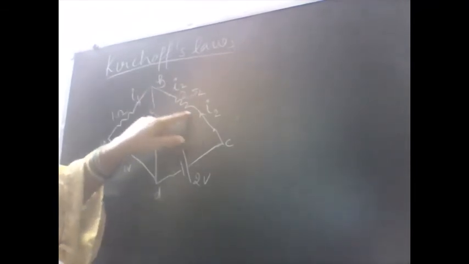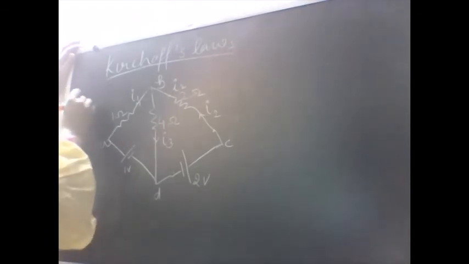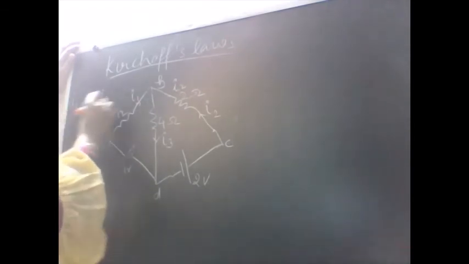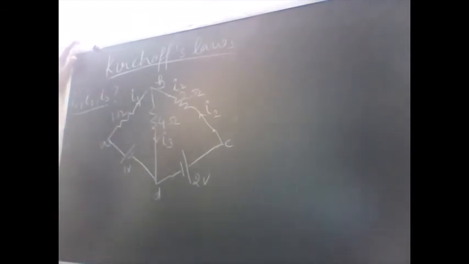So let us solve this network wherein you are given three currents in the three branches. I1 entering this junction B, I2 entering this junction B, and I3 going out of this junction B. Our task is to find out the values of all three currents, I1, I2 and I3. If the currents are known, of course we can find out the potential difference across all the resistances.